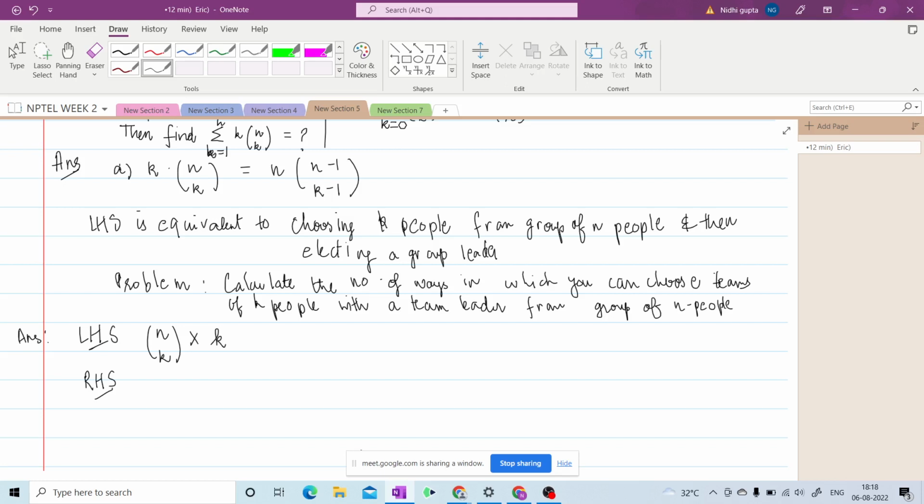So another way to do it is to select a group leader first, and then the remaining k minus 1 members.